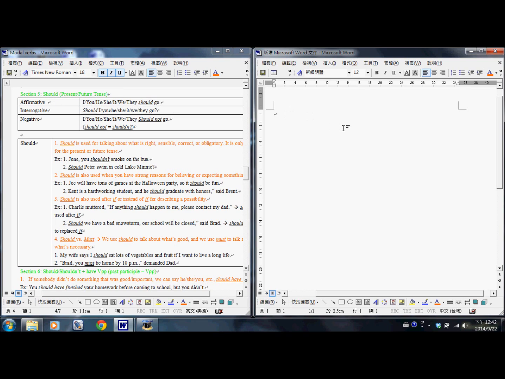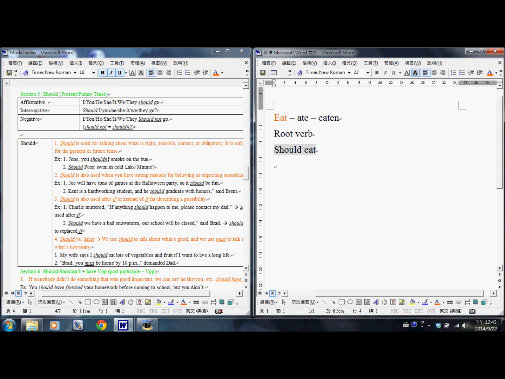What is a root verb? Let me refresh your memory. Remember words such as eat. The past tense of eat is ate, and the past participle is eaten. Now this one over here is the root verb. This is the basic form of the verb. So should is always followed by a root verb like this.